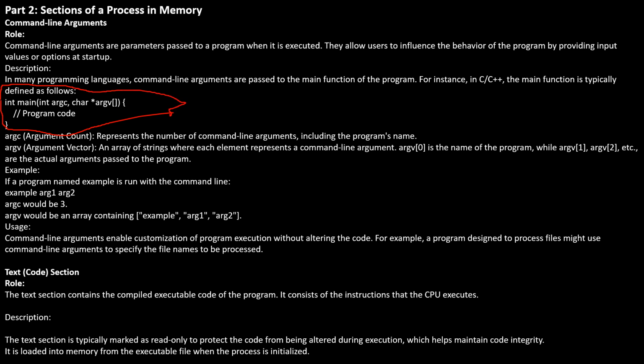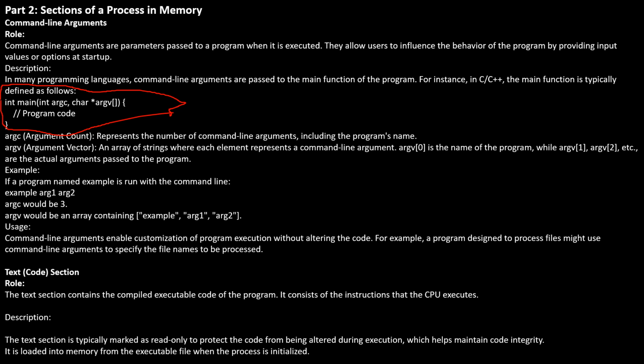argc, argument counter, represents the number of command line arguments including the program name. argv, argument vector, is an array of strings where each element represents a command line argument. argv[0] is the name of the program, while argv[1], argv[2], etc. are the actual arguments passed to the program.